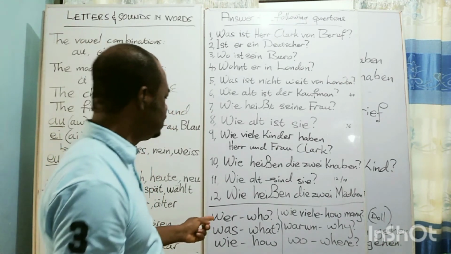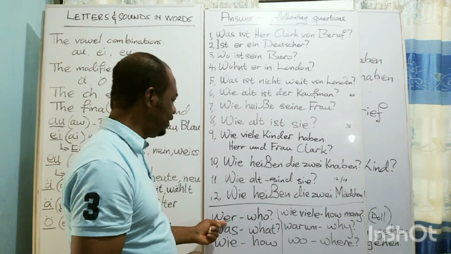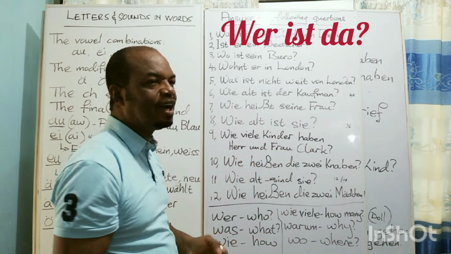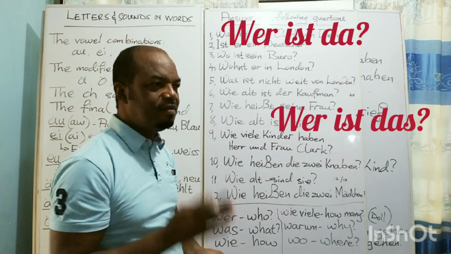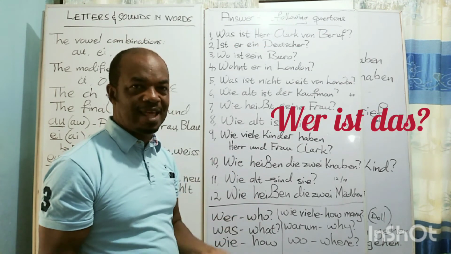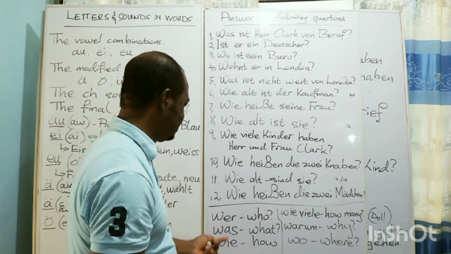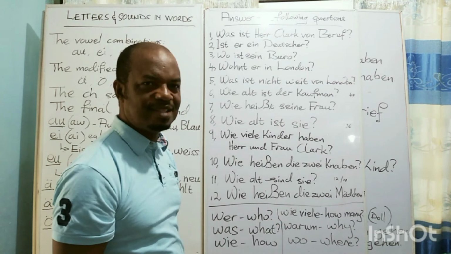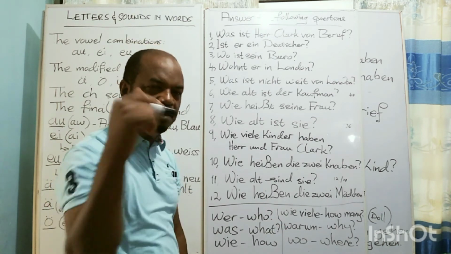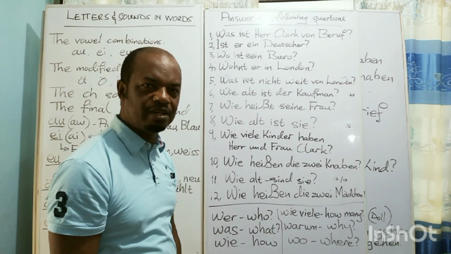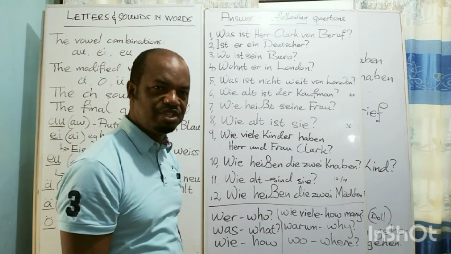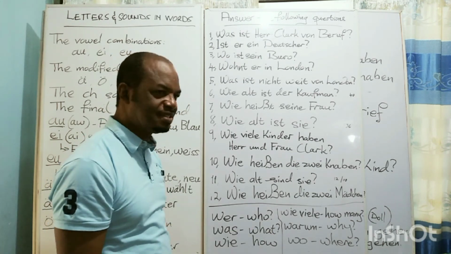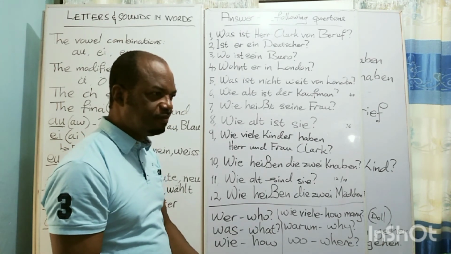So these important words: wer, who. Wer ist da? Who is there? Wer ist das? Who is that? Was means what. Was ist das? What is that? So start speaking German even in the midst of English people, wherever you find yourself. Just try to express yourself in German. Just surprise people. Was ist das?